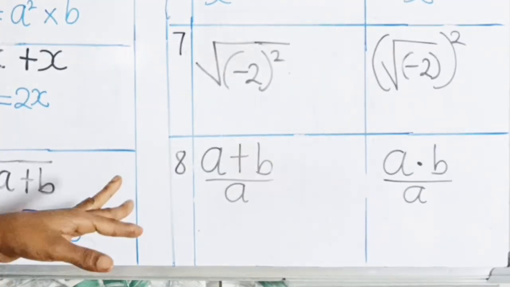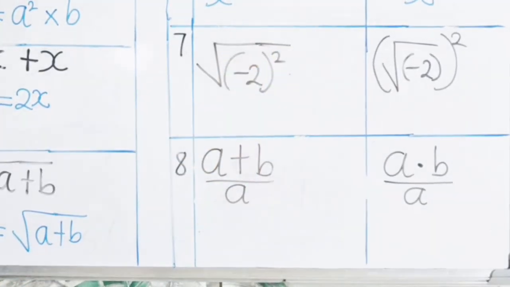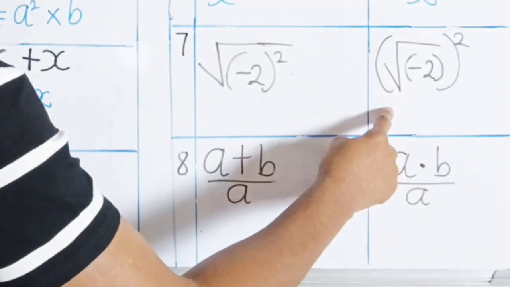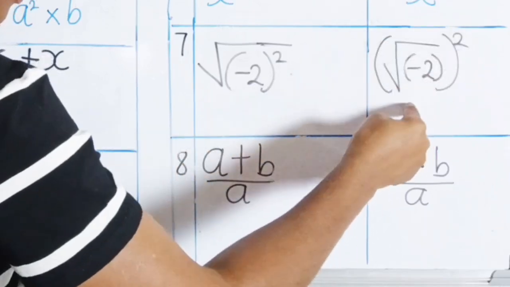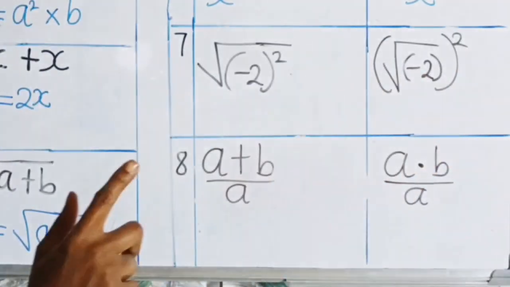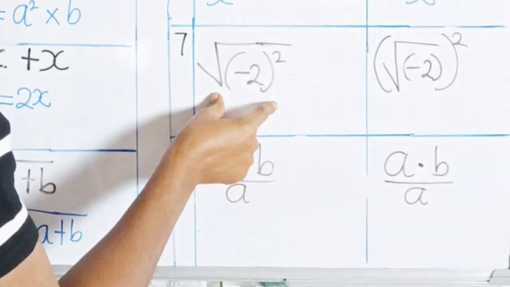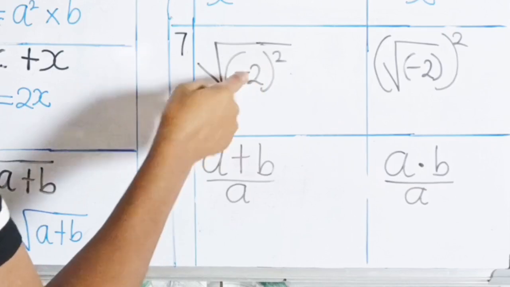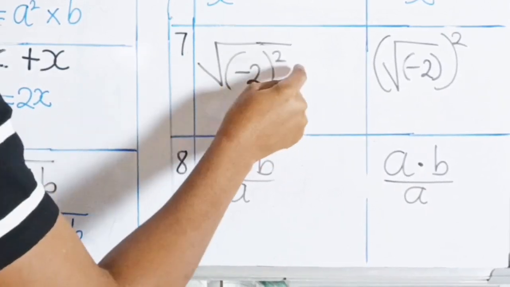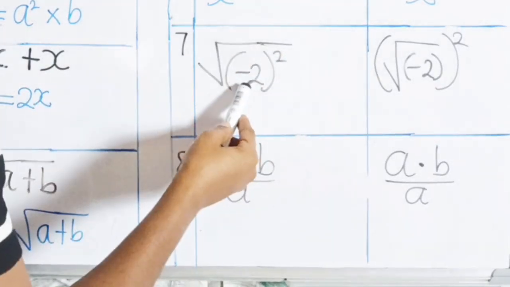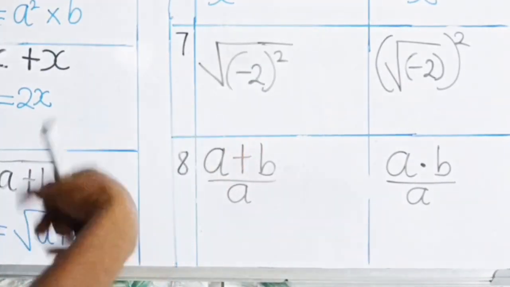So for the next question, we have the square root of -2 all squared. And on this side, we have the square root of -2, but now it is inside a bracket and the square is outside. These two expressions will not give you the same answer. Now, in this first one here, the minus sign is affected by the square. The number 2 is also affected by the square. So minus square is minus times minus, 2 square is 2 times 2.